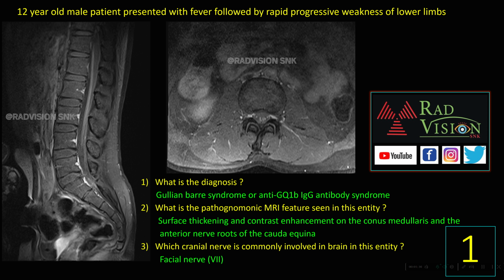What is the pathognomonic MRI feature seen in Guillain-Barré syndrome? It is smooth thickening and contrast enhancement of the conus medullaris and anterior nerve roots enhancement of the cauda equina. Which cranial nerve is commonly involved in this entity? It is the facial nerve, cranial nerve 7.